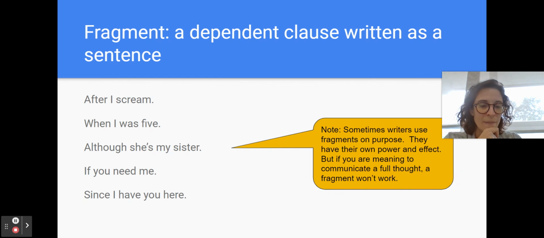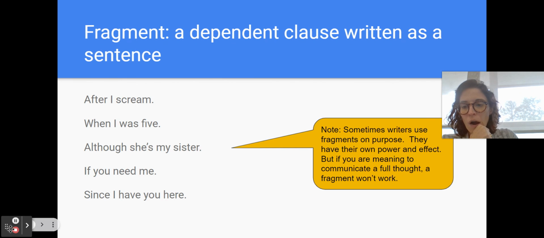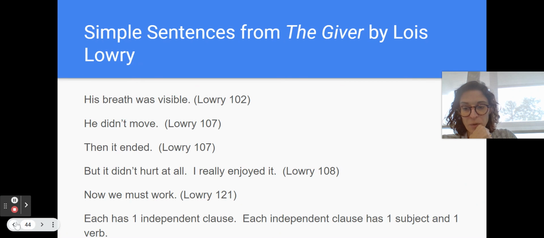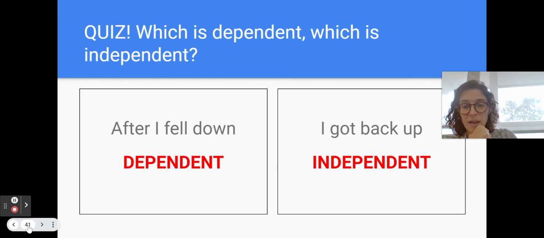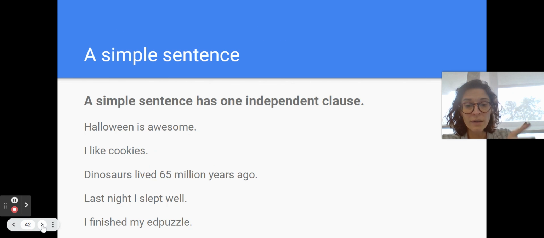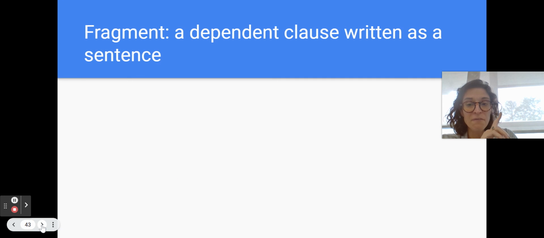Worth asking, okay? So today's important key points here are simple sentences and fragments. So we have simple sentences, which are one independent clause, and fragments, which are one dependent clause written as a sentence. All right? Happy writing.